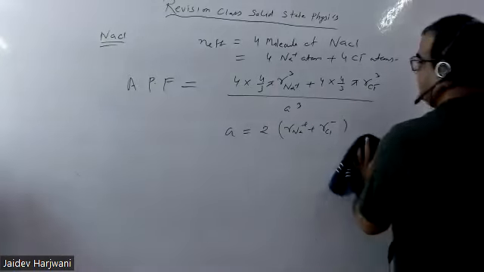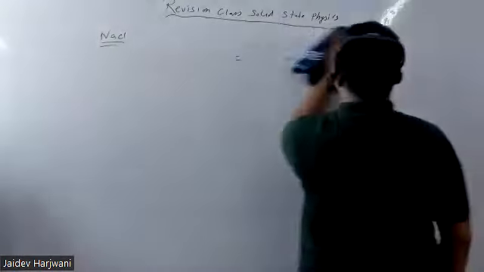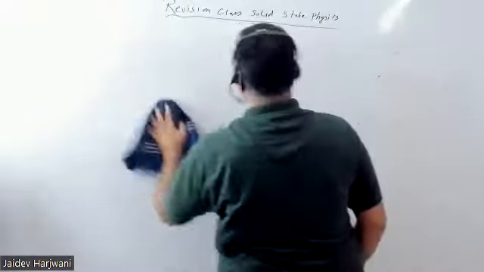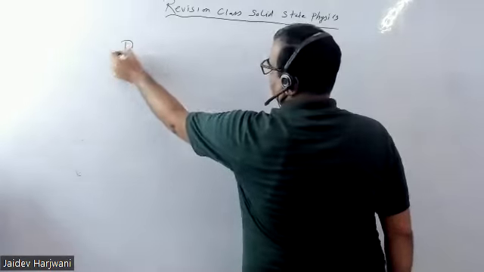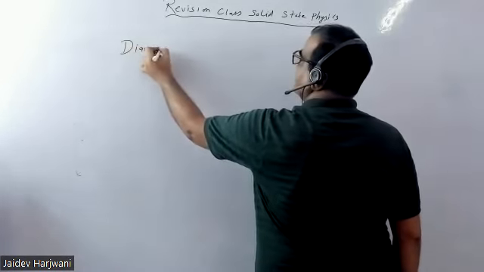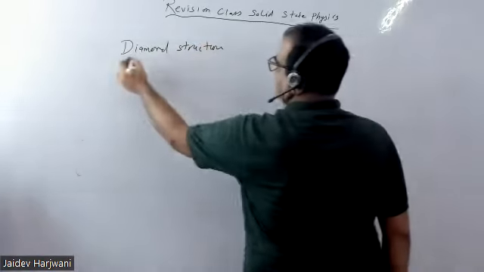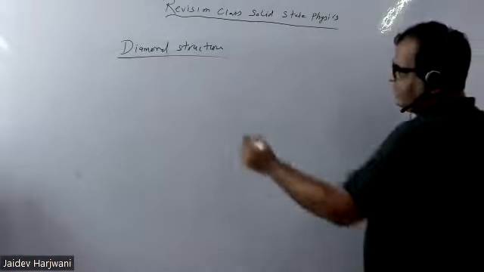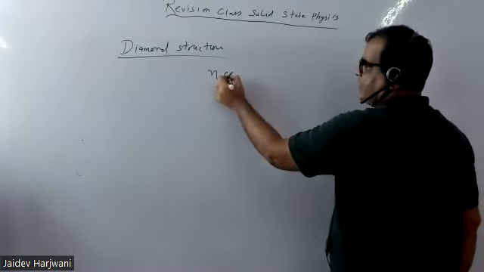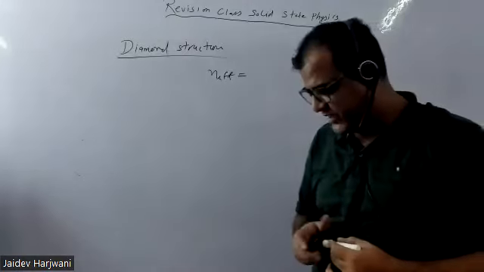Similarly, if I take now the diamond structure, and the diamond structure, what is N effective in the diamond structure? Tell me. What's the value of N effective in the diamond structure?